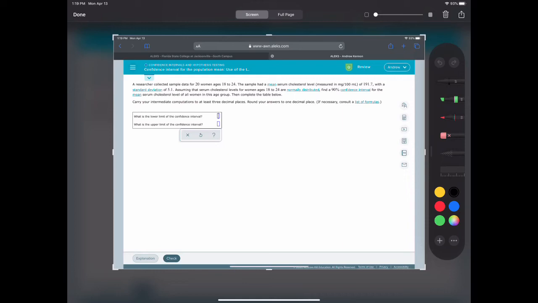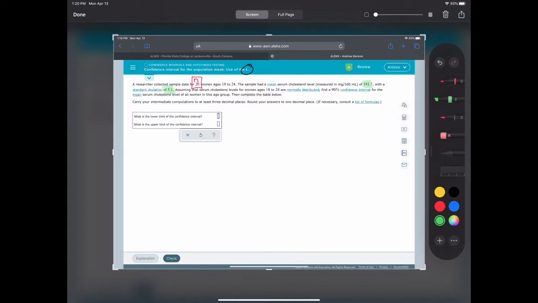We are looking at a confidence interval for the population mean using the t-distribution. So let's read this. A researcher collected sample data for 20 women, so that's going to be our n. That's how many total women we're looking at, from ages 18 to 24. They had a sample mean serum cholesterol level of 191.7 with a standard deviation of 5.1.